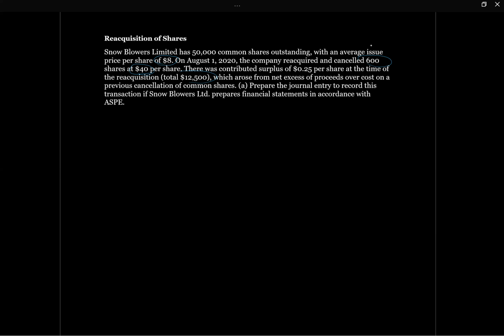They're canceling 600 common shares, and the cost of the shares was $8 per share. So cost is going to be 600 times $8, which is going to give us $4,800.